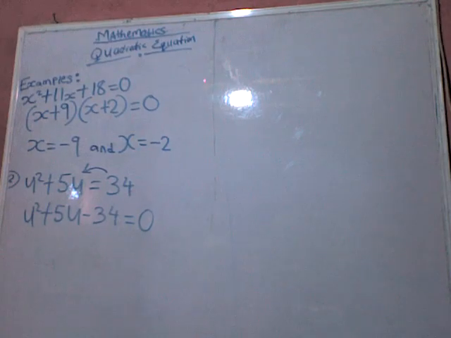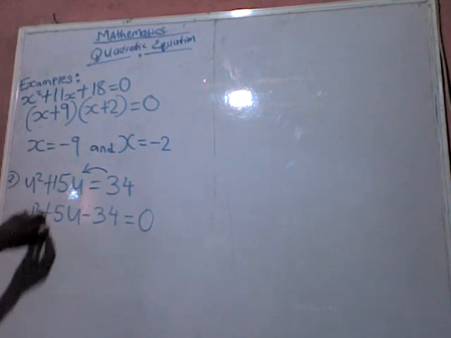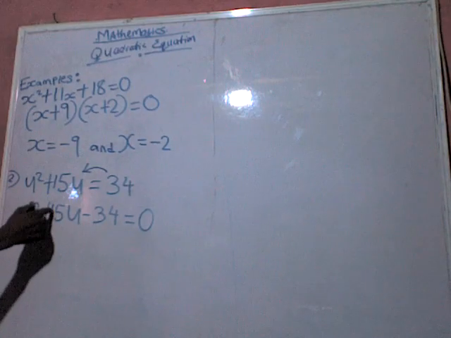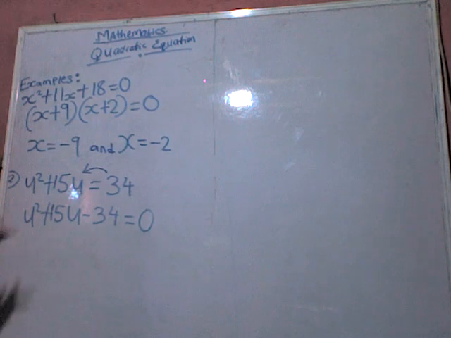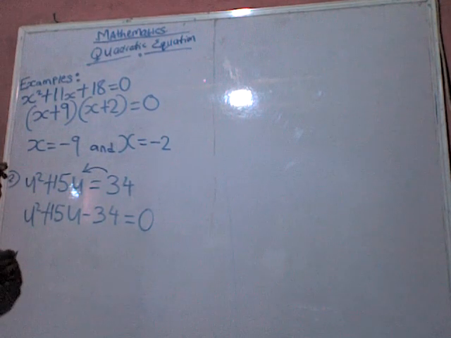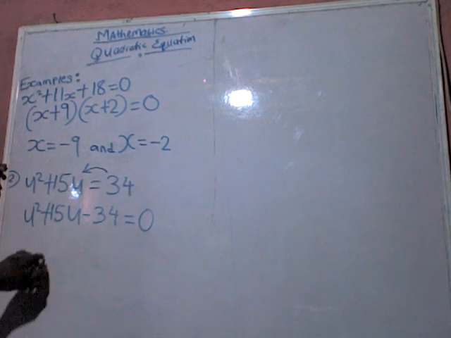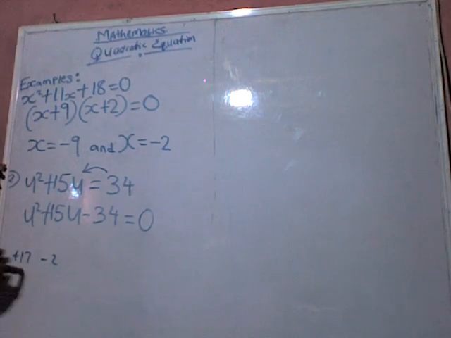So what are the factors that will give you these numbers? We have 17 and minus 2. Sorry, this is a 15. So we have 17 and minus 2. So what numbers will we add together to give us 15, which is plus 17 and minus 2? If you add 17 and minus 2, you get 15, and if you multiply them, you get minus 34.